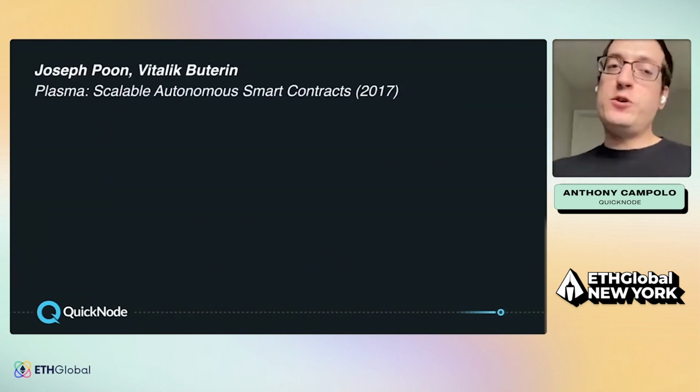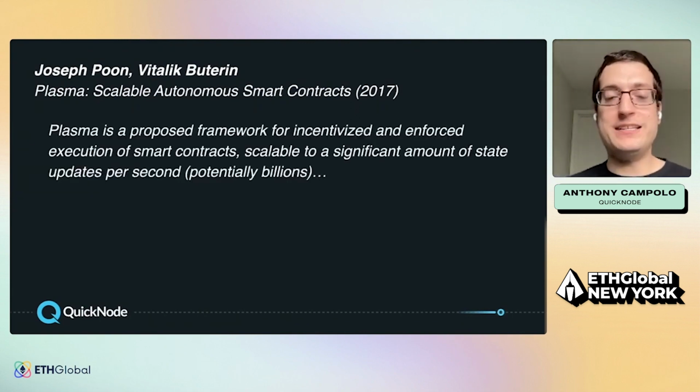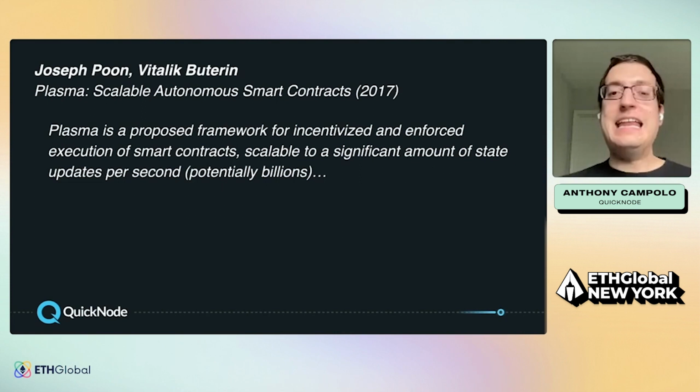So now we have Vitalik Buterin, who is talking about shadow chains, and then Joseph Poon, who's talking about the Lightning Network. They kind of came together like, okay, we need to figure this out. So they started talking about Plasma. And with Plasma, it was a little complicated. So that's why I'm throwing you a quote here. It was a proposed framework for incentivized and enforced execution of smart contracts. The smart contract part is important. And it's scalable to a significant amount of state updates per second. So the idea being that whatever the bottleneck is that's keeping Ethereum from being scalable, we want to make that number much, much, much larger. We want to make it in the billions so that we can fit as much activity as we could ever want onto this blockchain.